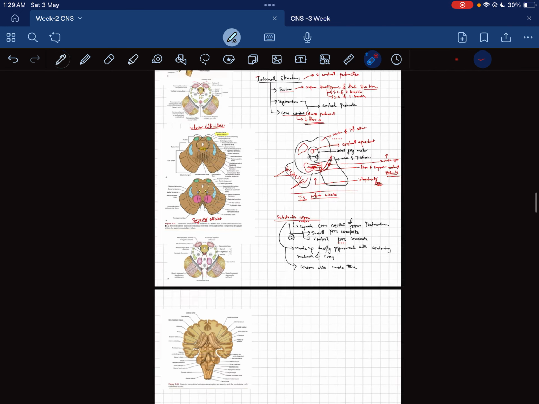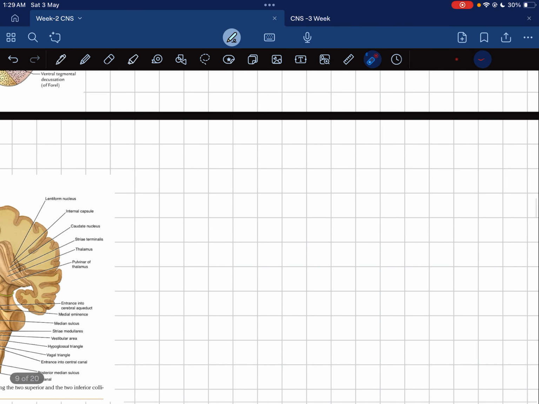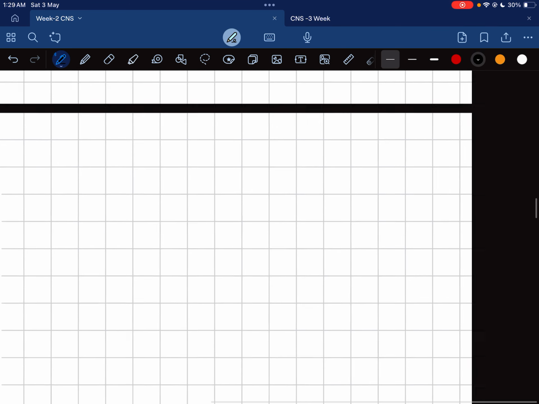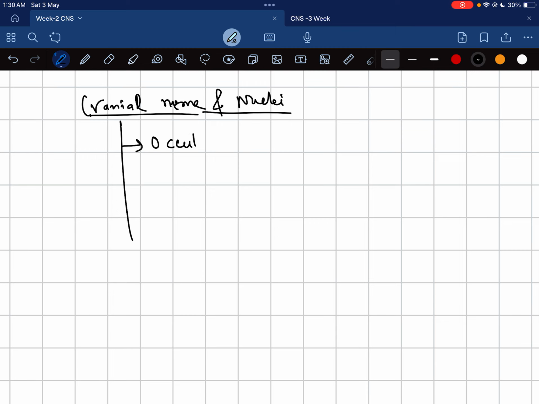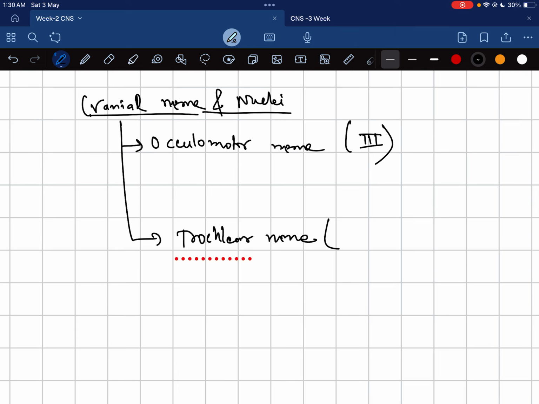Moving on, cranial nuclei in the midbrain. There are two cranial nerves in this region: one is the oculomotor nerve, and another one is the trochlear nerve. So this is the third cranial nerve, and this is the fourth cranial nerve. Third and fourth originate from the midbrain.